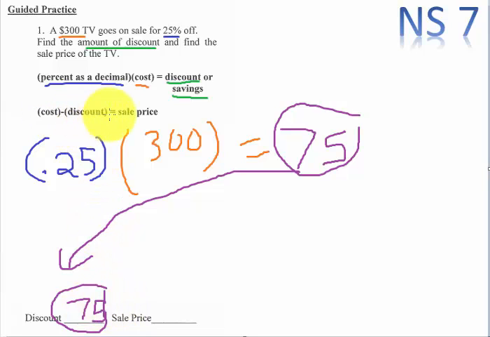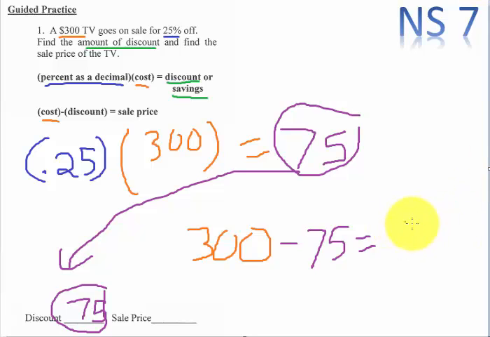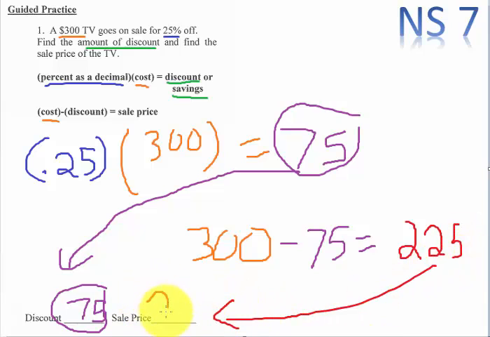So cost minus discount, that is the formula to find out how much you're actually going to pay. What's going to show up on your receipt? So let's go ahead and look at the cost. The cost is no different. $300. That's still the original cost. Cost means original price. So 300. And then we're going to subtract the discount or savings, which is that 75 that we found, for a grand total of 225. And that's your final sale price. That's how much you'll actually end up paying.